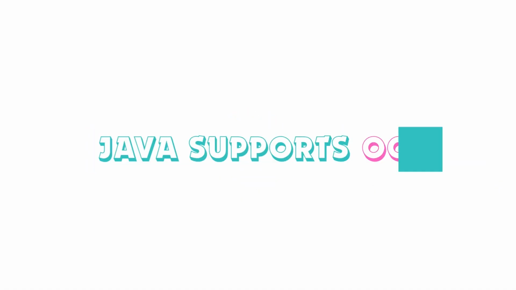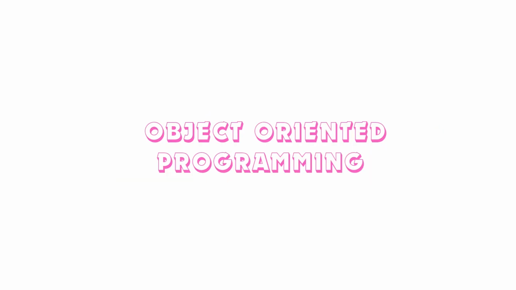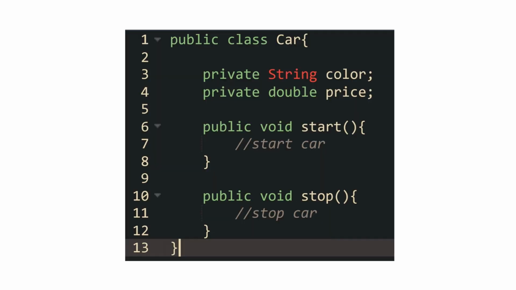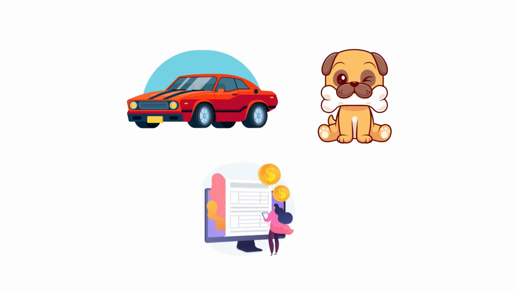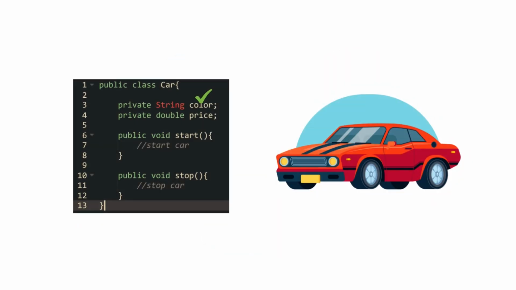Java supports OOP, which simply means object-oriented programming. Don't worry. OOP just means we write code using objects, the same way real life has objects: a car, a dog, a bank account. Each object has data, like a car's color, and actions like start or stop. So instead of messy code everywhere, Java groups things neatly inside objects. That's the basic idea. That's all you need to know for now. We'll go deeper in the coming videos.